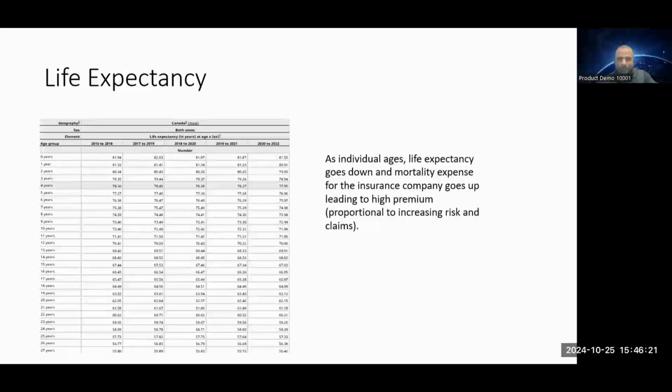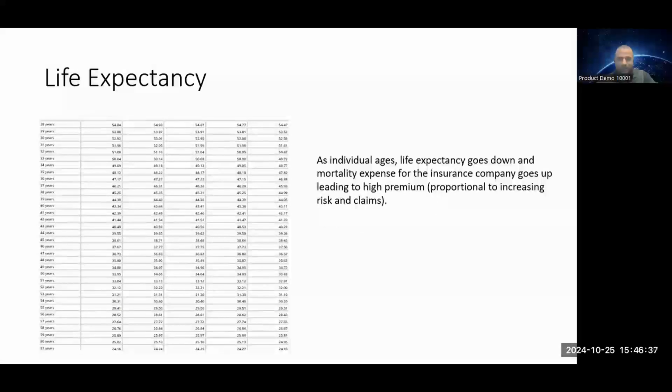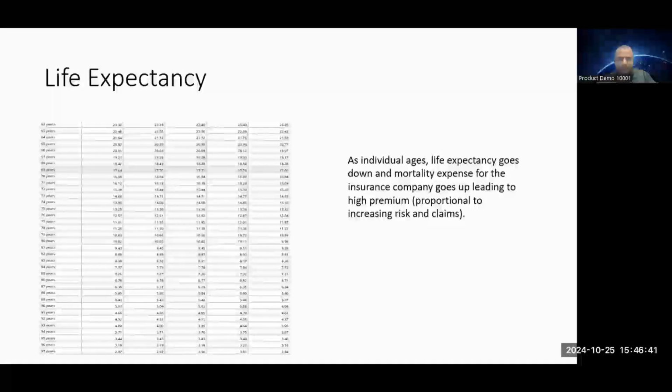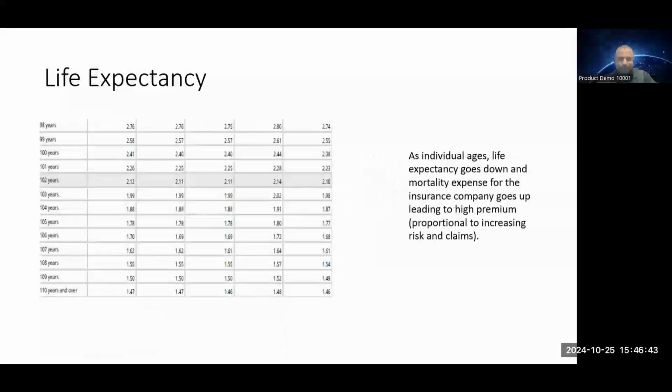So in general, as individuals age, as they grow older, the life expectancy goes down, and because of which your mortality expense for the insurance company goes up, leading to higher premiums. So this is life expectancy in Canada.